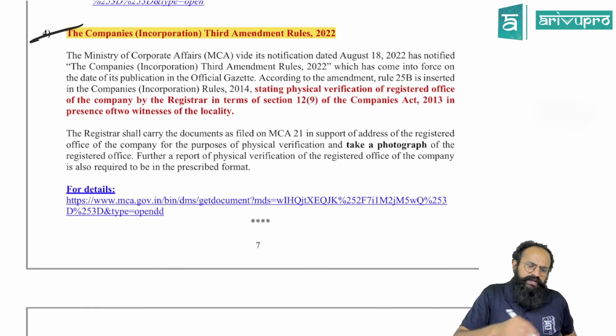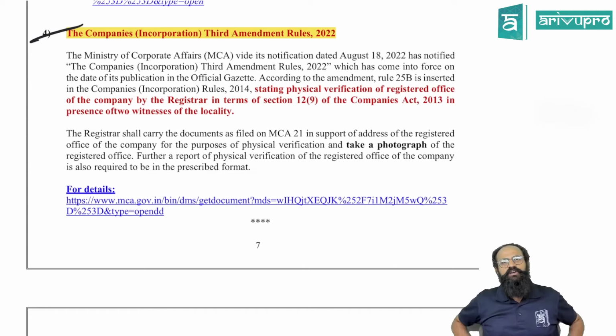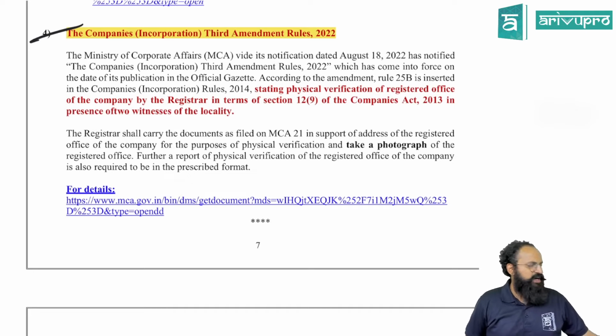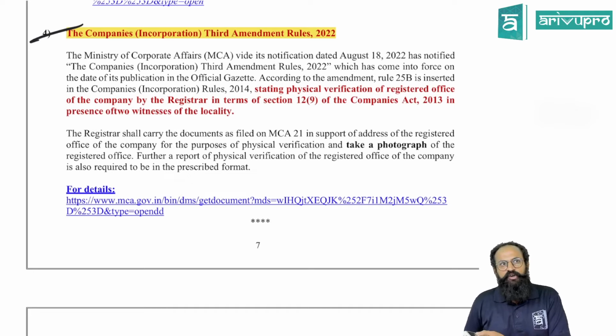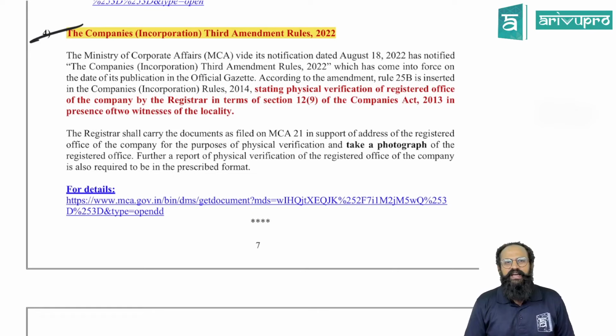Next one, sir. People, if you remember in section 12, we had seen one thing: ROC can conduct physical verification of the office. Meaning what? When you're incorporating a company, you would have given your address to ROC, saying that I'm going to carry on my business from this location. What is the guarantee that you're carrying on the business from that location? So ROC can conduct physical verification of the office. He can come and check. After coming and checking, if you were not there, ROC can strike off your name. He had that power. If you remember, this is always one of the grounds for striking off.